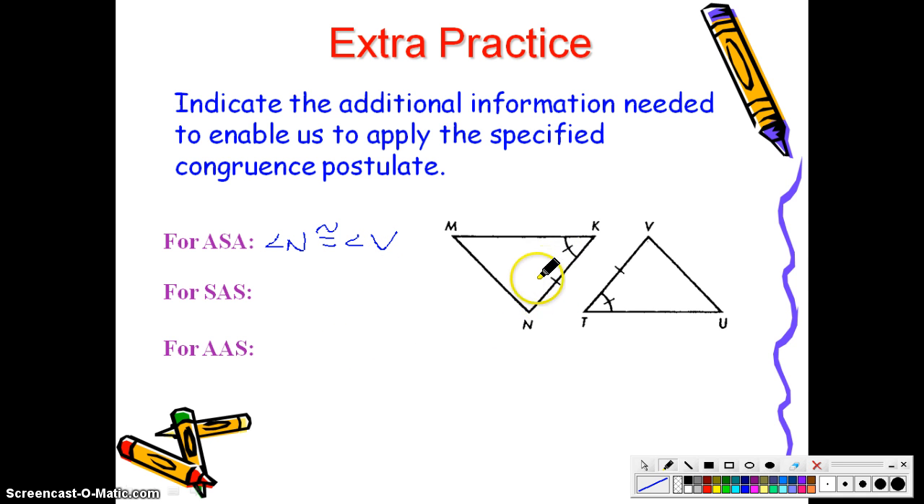For side, angle, side, here's my side, here's my angle, so the angle has to be between the 2 sides, so that would be MK would have to be congruent to TU. And for angle, angle, side, my side cannot be between my 2 angles, so that leaves N out, so it would have to be angle M is congruent to angle U.